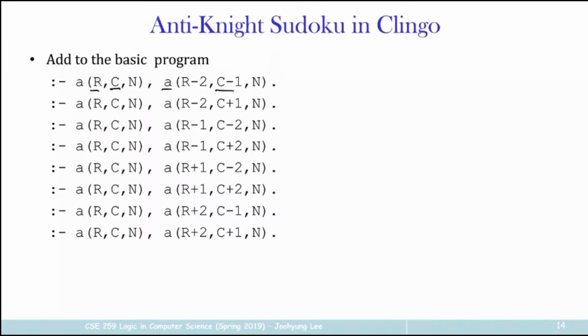So what we are doing here is to create all possible knight moves. So it could be R minus 2, C plus 1, R minus 1, C minus 2, R minus 1, C plus 2, R plus 1, C minus 2, R plus 1, C plus 2, and so on and so forth. Okay? So these are all the possible moves that can go from R comma C. Right? Are we together?